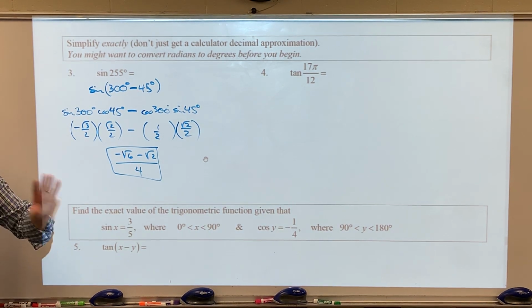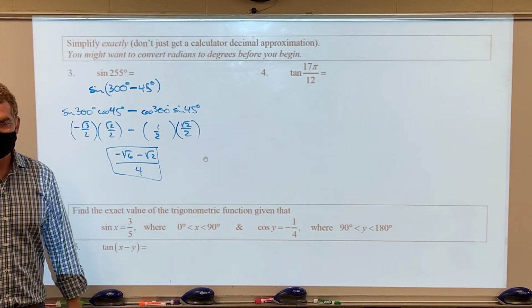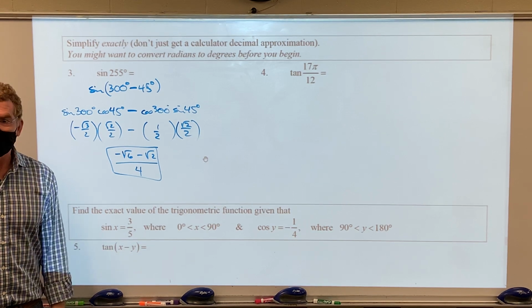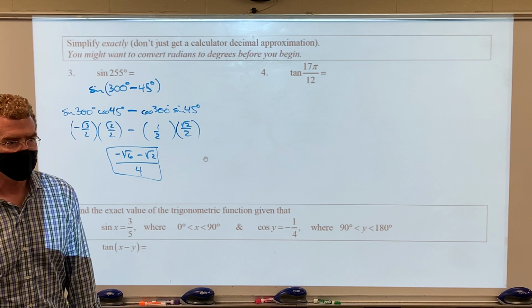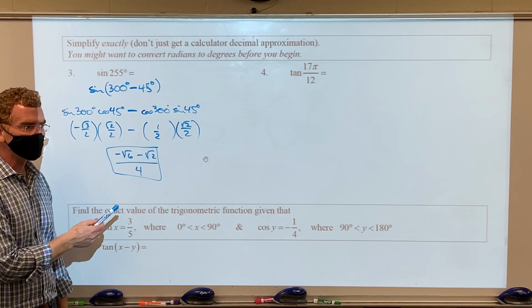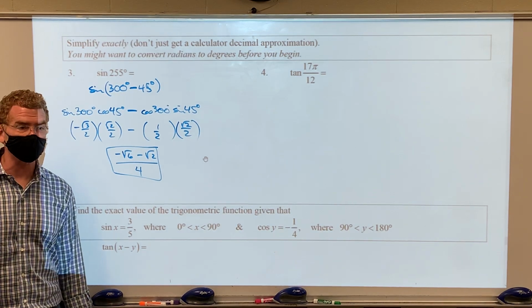Now, I'm going to show you the alpha plus beta, alpha minus beta for tangent, only so that you'll hate it, because it's crap. And if you have to use it, you have to use it. But if you ever have an opportunity to use a half angle instead for tangent, you're going to like it. Now, we aren't doing half angles. We're going to talk about half angles tomorrow.